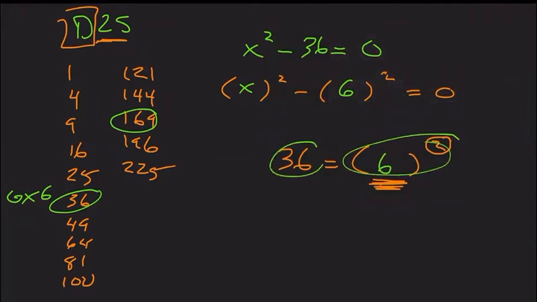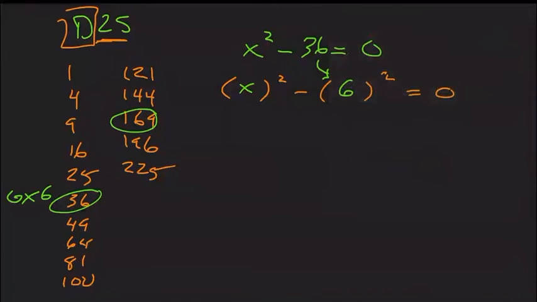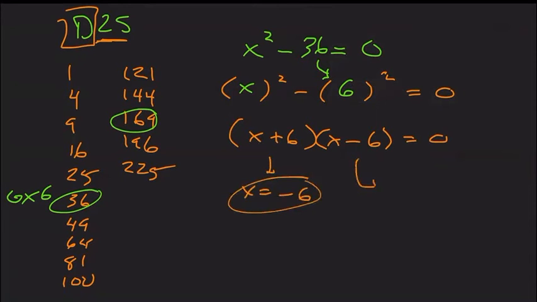6 squared is equal to 36. That's why we were able to replace this 36 with a 6 squared. So then from here, remember, it becomes x plus 6, x minus 6. And here, x will equal negative 6. Here, x will equal positive 6.